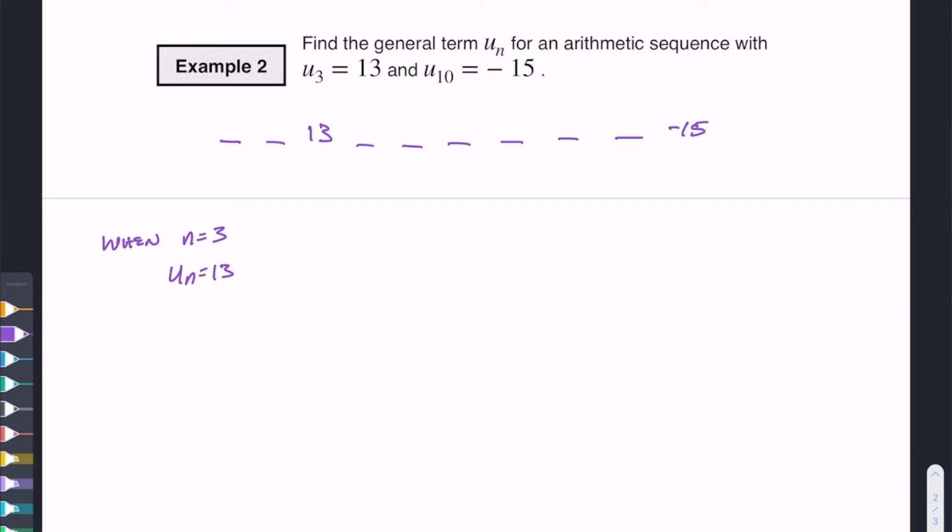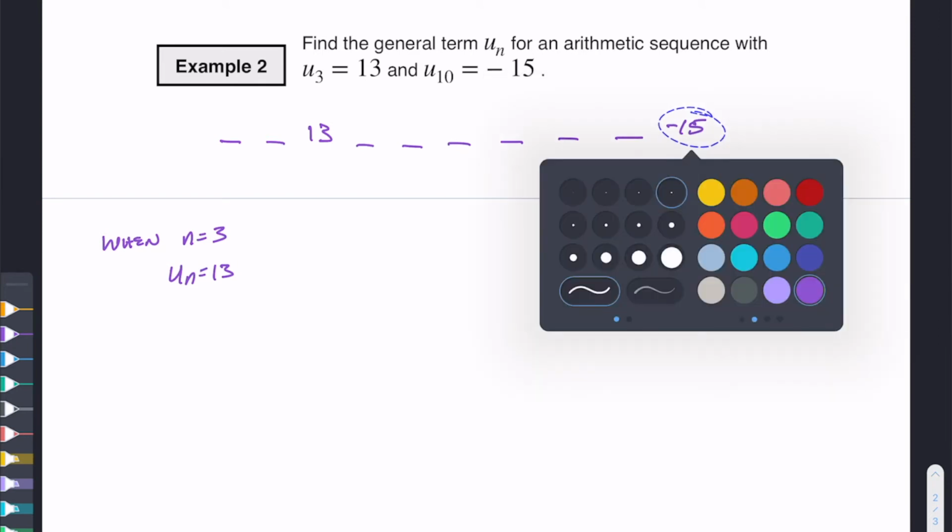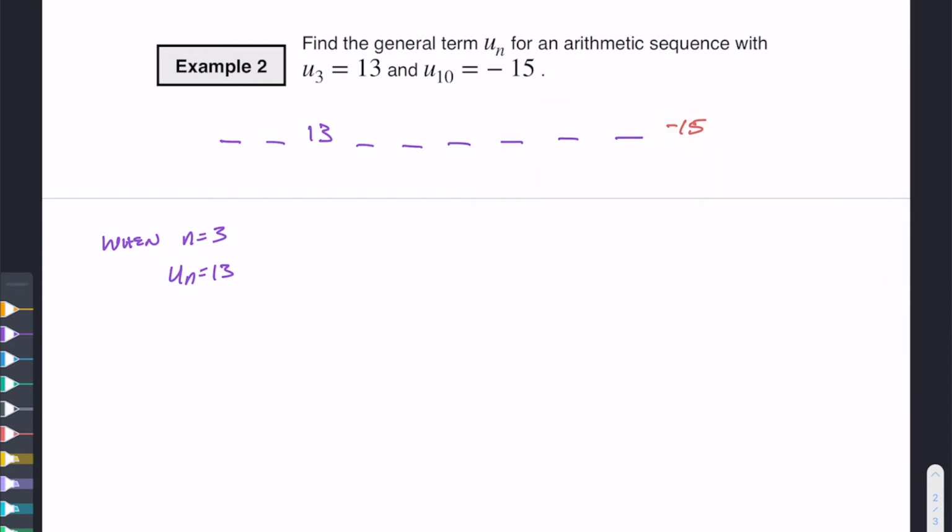And I also know that, here I'm going to just change colors just to keep it consistent. Let's make this our pink color. I also know that when n equals 10, u of n equals negative 15. So what I see here is if I'm looking at my u of n formula, u of 1 plus n minus 1 times d, I have a system of equations.